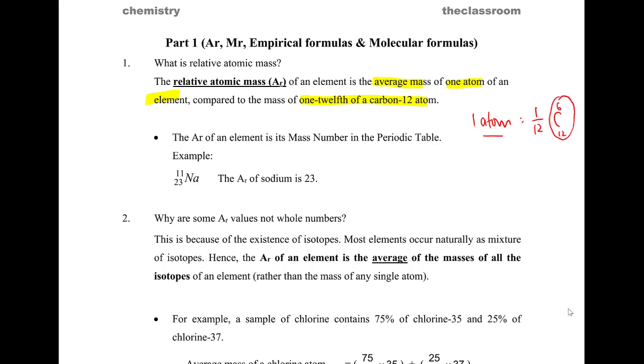So for example, for sodium, as you can see here, the relative atomic mass is 23. What this means is that one sodium atom is equal to 23 times 1/12 of a carbon atom. Alright, so that's what it really means by relative atomic mass.